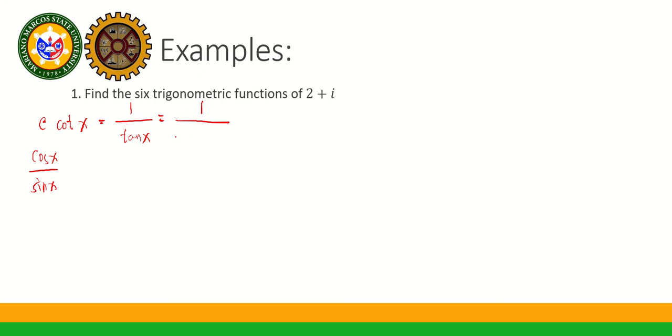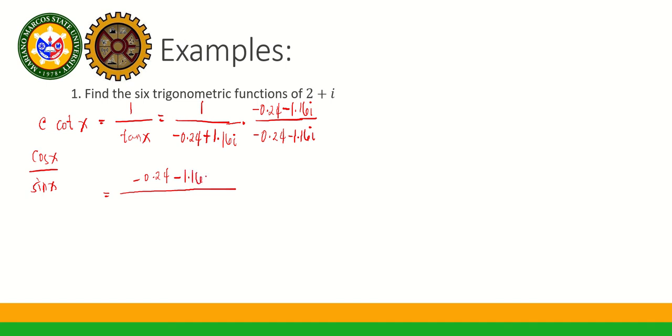What is our tangent x? That is negative 0.24 plus 1.16i. Okay? And we multiply this one into its complex conjugate. So that is equal to negative 0.24 minus 1.16i all over negative 0.24 minus 1.16i. Okay, so we solve for this one. This will be equal to negative 0.24 minus 1.16i.